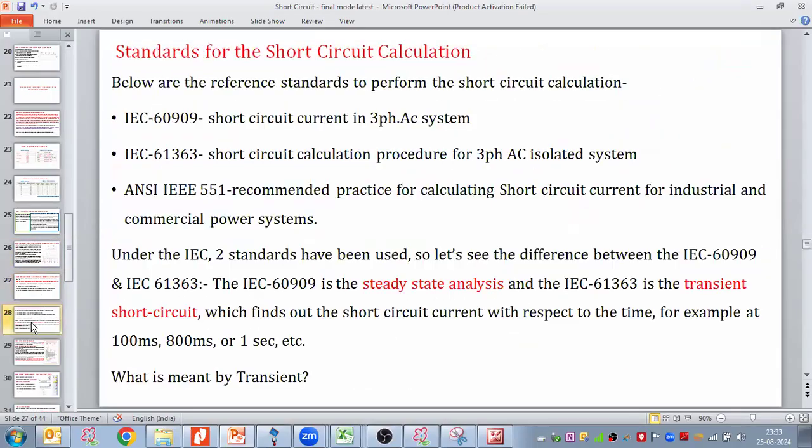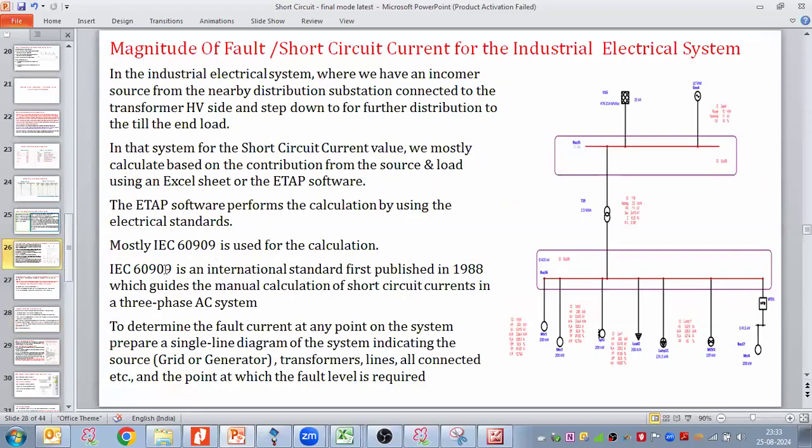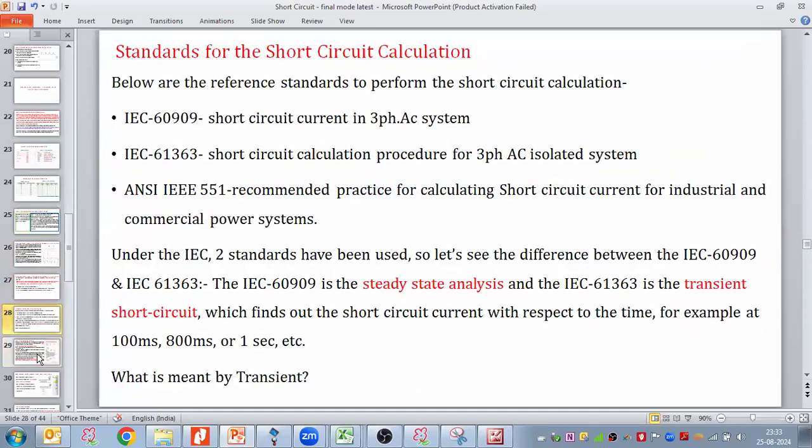Yeah. So now coming to the E-TAP short circuit analysis. As we discussed, E-TAP follows the standard IEC 60909. Let us see some detail about that. Below are the reference standards to perform short circuit current calculations by E-TAP or manually as well. IEC 60909, short circuit.